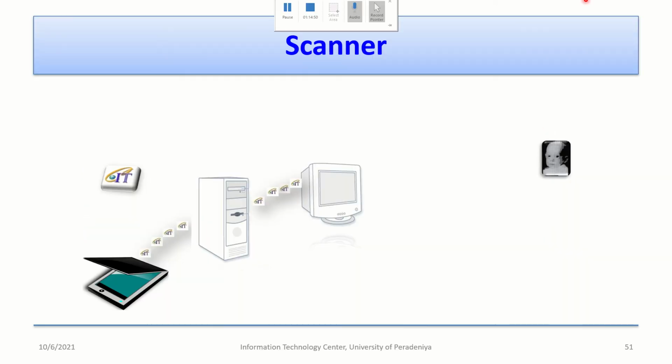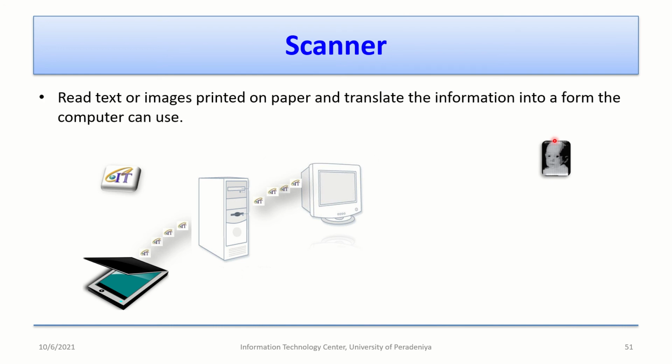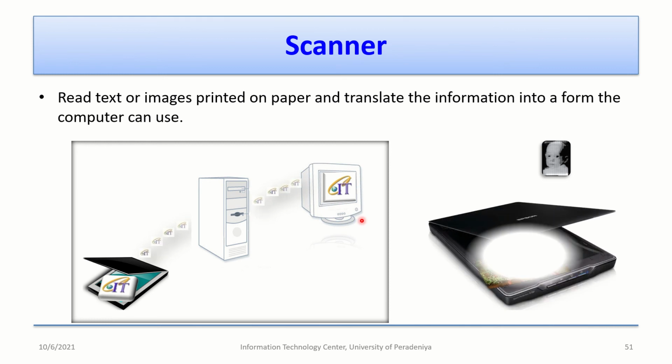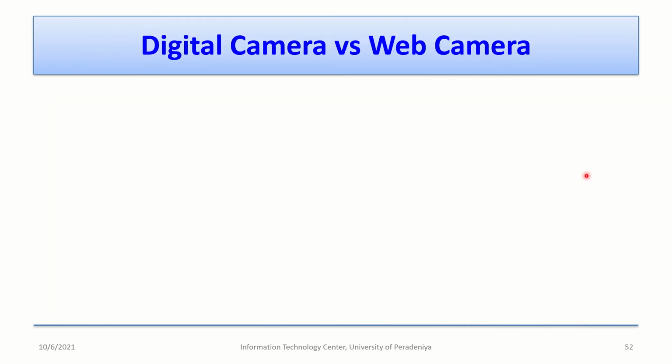The next input device is the scanner. A scanner is used to read text or images printed on paper and translate the information into a form the computer can use. This is an animation of how the scanner is working. This is the first scan image.